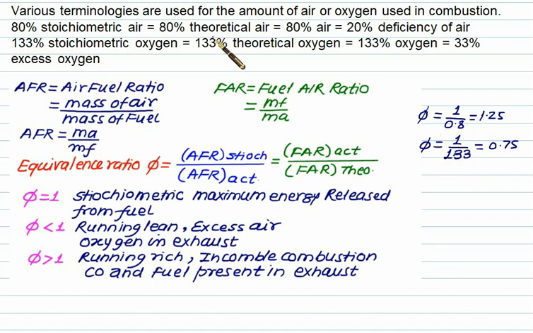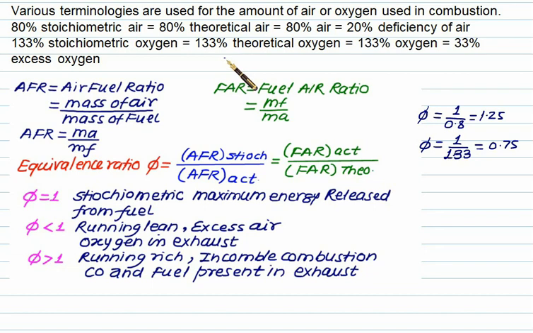Now what does it clearly indicate? If we are supplying 80% of the air, naturally we are deficient. Deficient means we have a lesser quantity of air. Normally, when we have less air, carbon monoxide will be present. And if we have 133%, that is more than the air required for theoretical combustion, you are supplying more air, so some part of the oxygen does not get burned and will still be present in the final products of combustion. So whenever O2 is present, it gives the idea about the excess air.